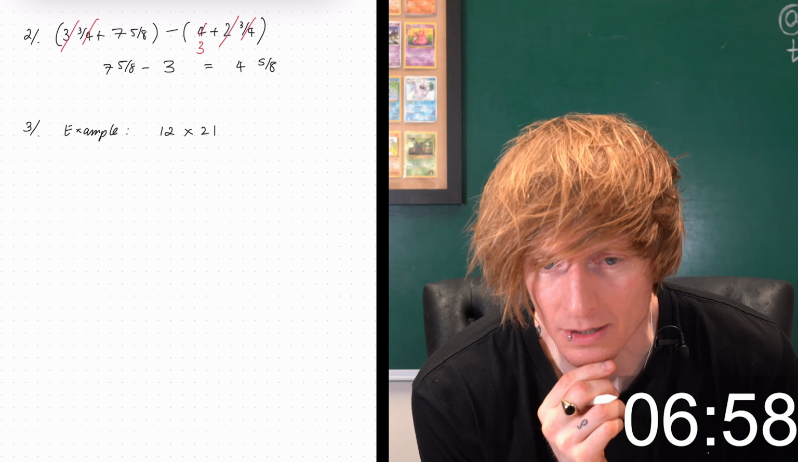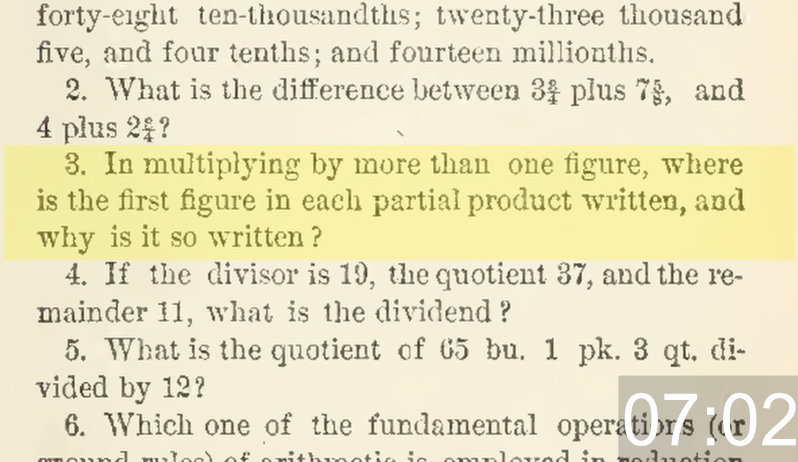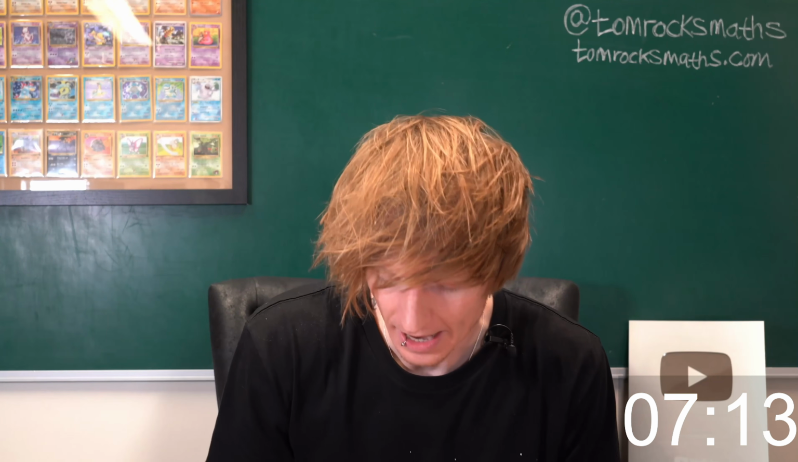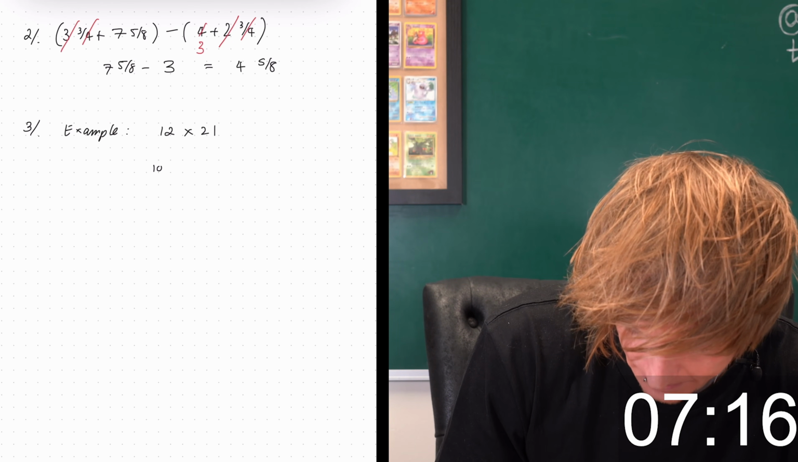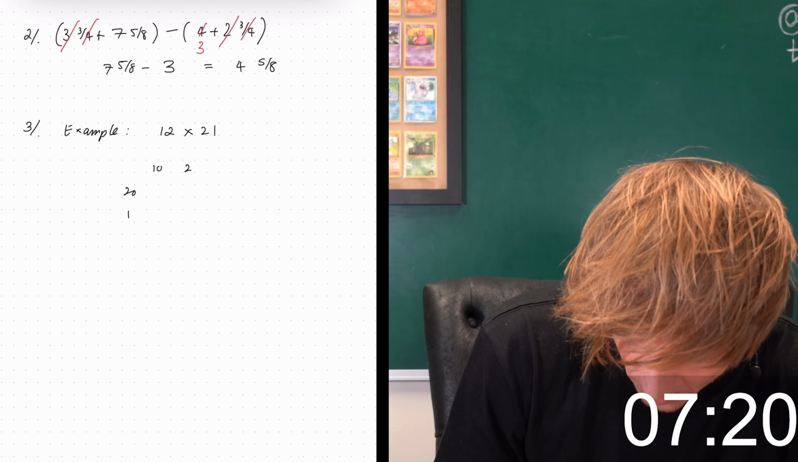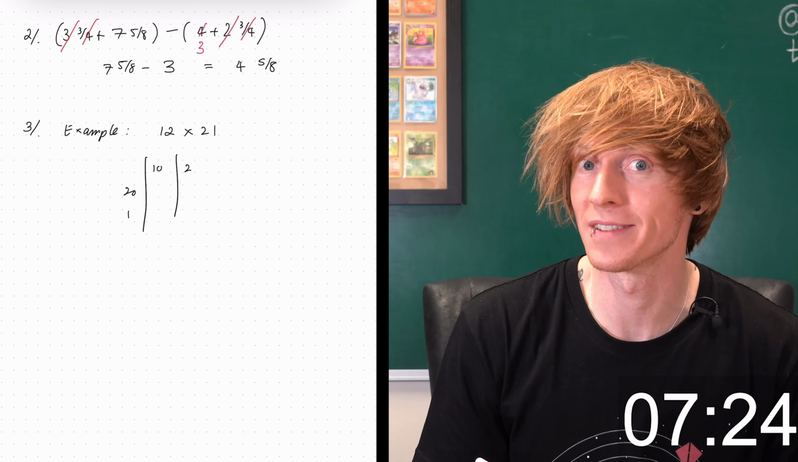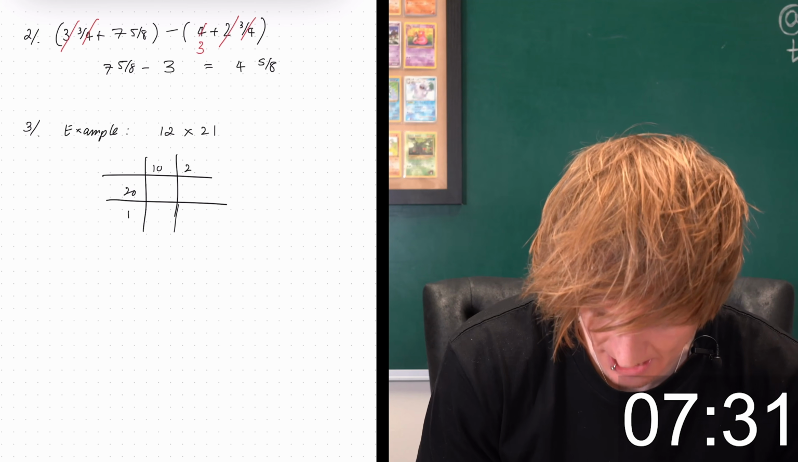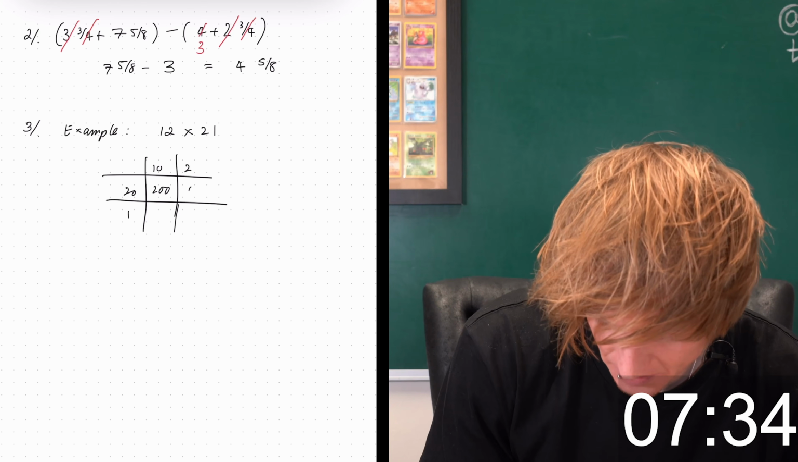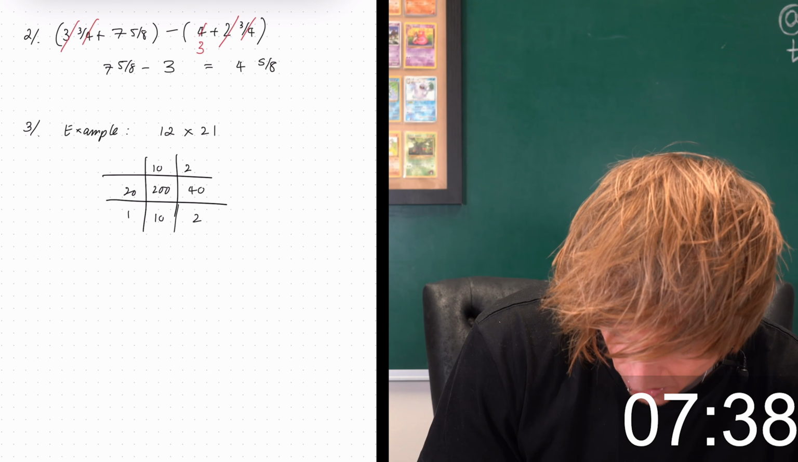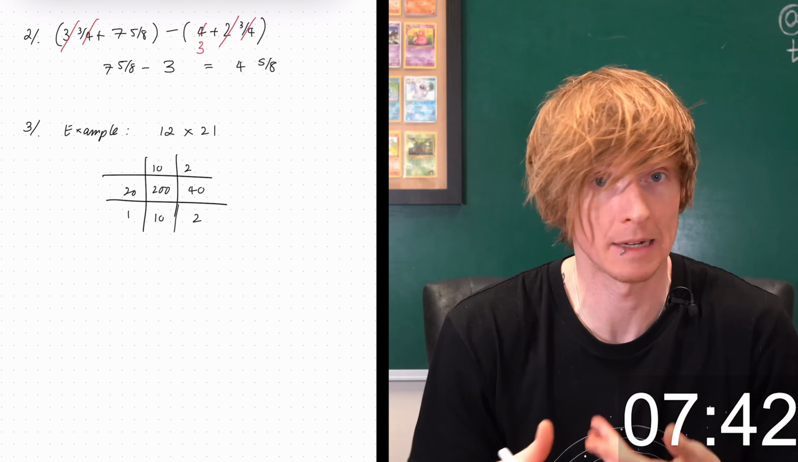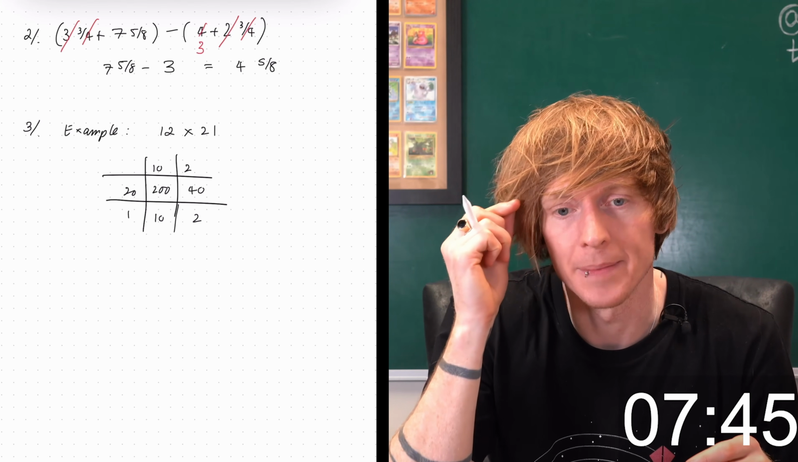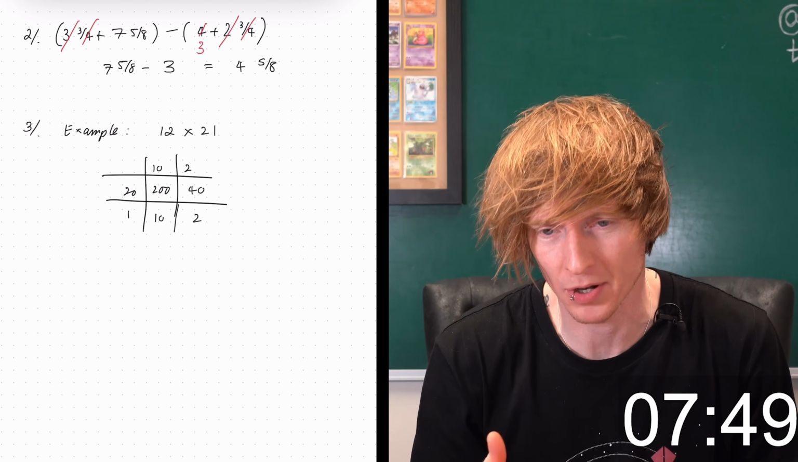So if I were to work this out, where is the first figure in each partial product written? I think this is telling me to split it up into the tens and the units and then do a table, is what I'm guessing. So that can be written as 10 and 2, and then we've got 20 and 1. It's been a very long time since I've done this sort of table. Then 20 times 10 gives you 200, 20 times 2 is 40, 10 times 1 is 10, and 2 times 1 is 2. I think they are the partial products. Again, my attempt at understanding what this means.